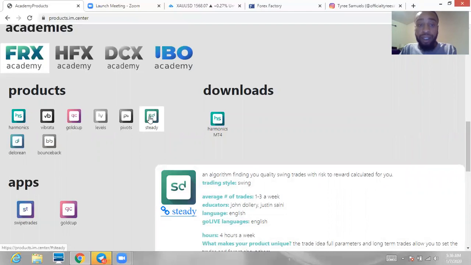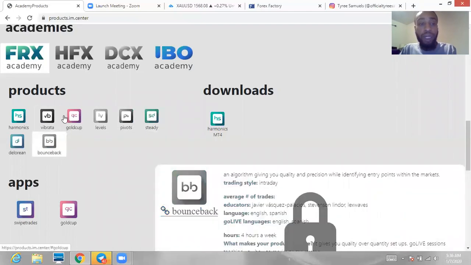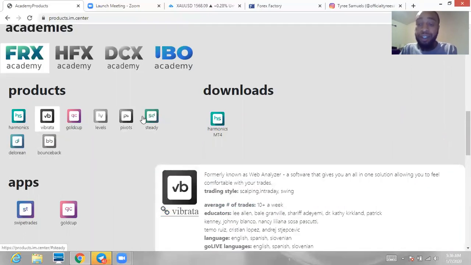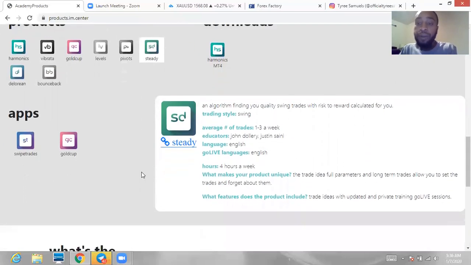Now, as you see, Steady is green. A couple of these other ones are gray. The ones that are gold or lit up are the ones that I pay for. Now, if you want to be able to get Steady levels, bounce back, vibrato, these are additional to your subscription. Steady specifically is about $21.95.